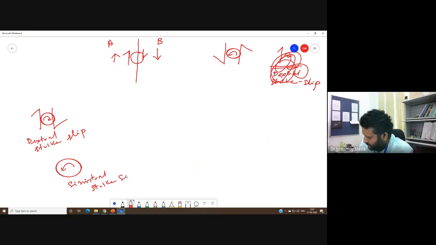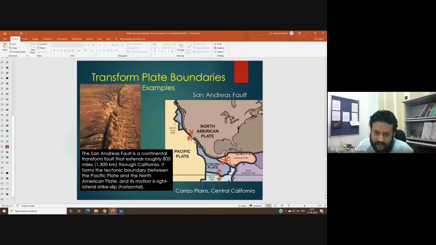Why is it called strike slip? Because the movement happens parallel to the strike of the plate boundary or the strike of the fault, right? Hence it is called a strike slip fault. Now if I look at the San Andreas fault, we can place a ball here. How will the ball move? The ball will move clockwise, right? So this is a dextral type of strike slip, and dextral strike slip is also called right lateral strike slip. Dextral is the more technical term, so use dextral. So dextral strike slip is what we observe in the case of the San Andreas fault.